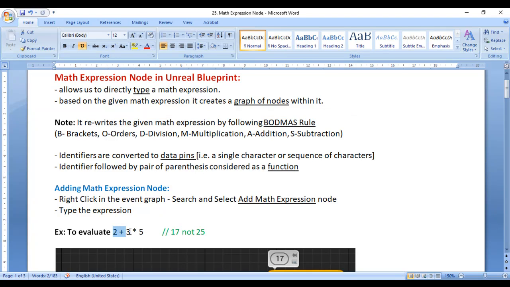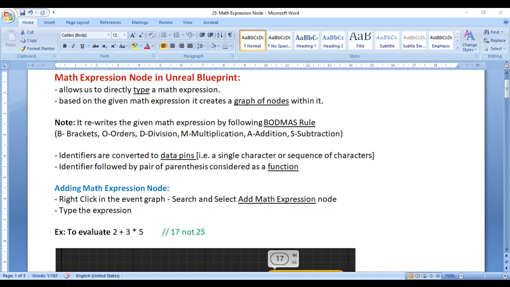So if I say 2 plus 3 into 5, what happens here? 2 plus 3 is 5, 5 into 5 is 25. That is wrong, guys. That is a wrong answer. As per the BODMAS rule, first multiplication should be evaluated, then addition. So 3 into 5 is 15, 15 plus 2 is 17. 17 is the correct answer, guys.